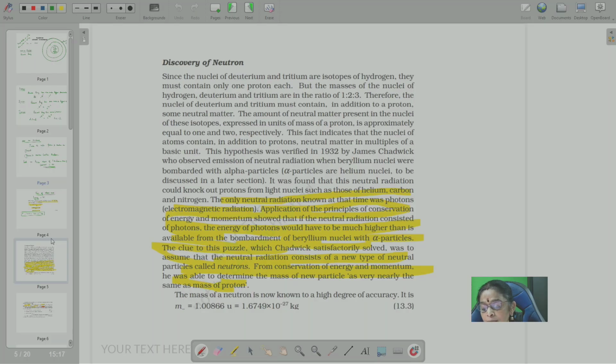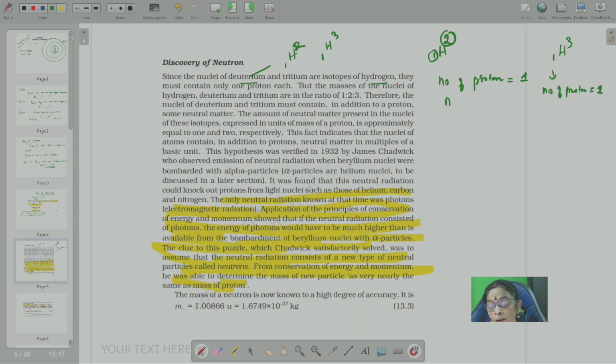So let us see. Since the nuclei of deuterium and tritium are isotopes of hydrogen, they must contain only one proton each. What is deuterium? H-1-2. What is tritium? That is H-1-3. This is the mass number, this is the atomic number. Now you tell me what is the number of protons. Number of protons is equal to 1. Whereas in the case of H-1-3, how many protons? There also it is 1.